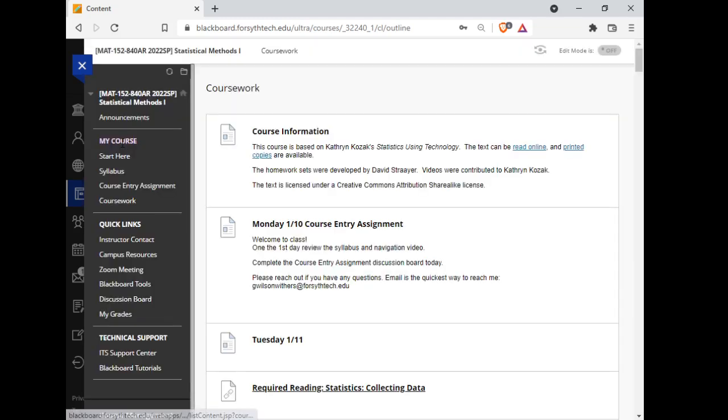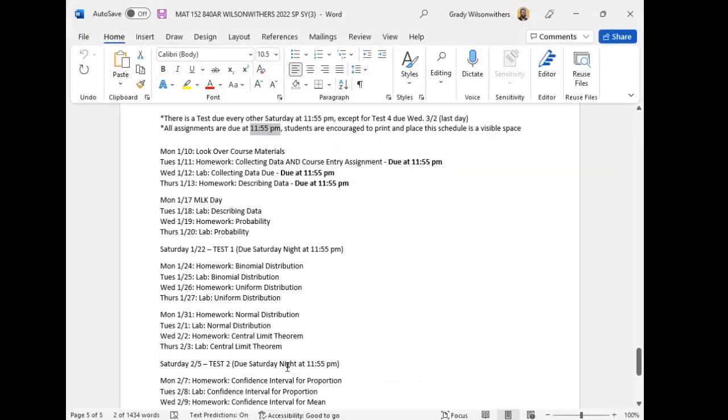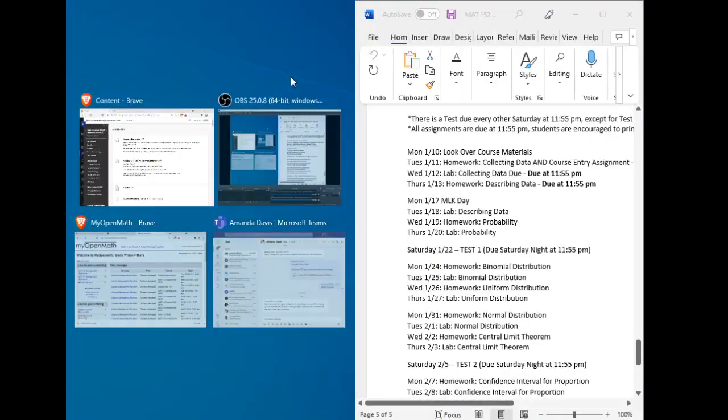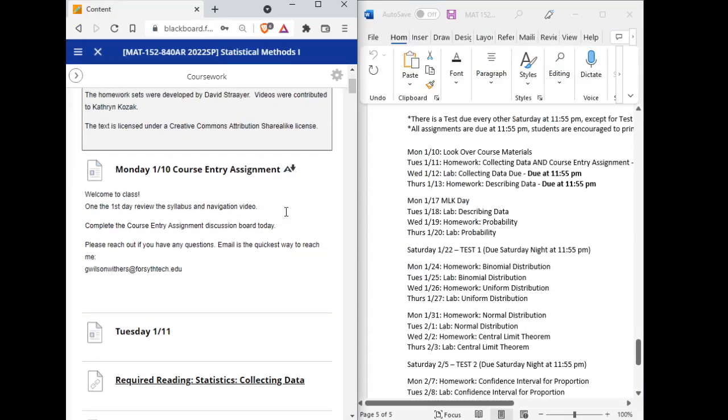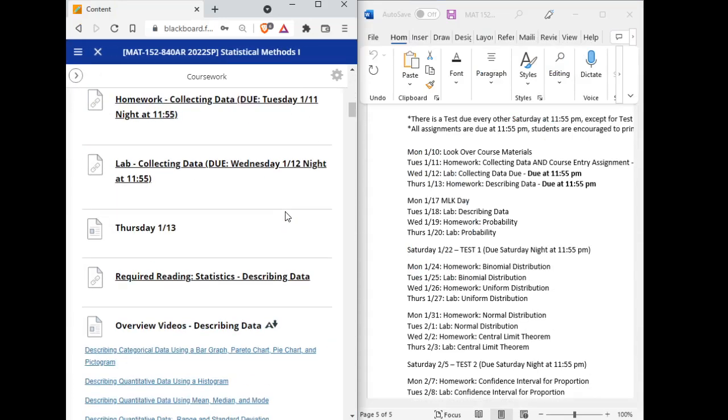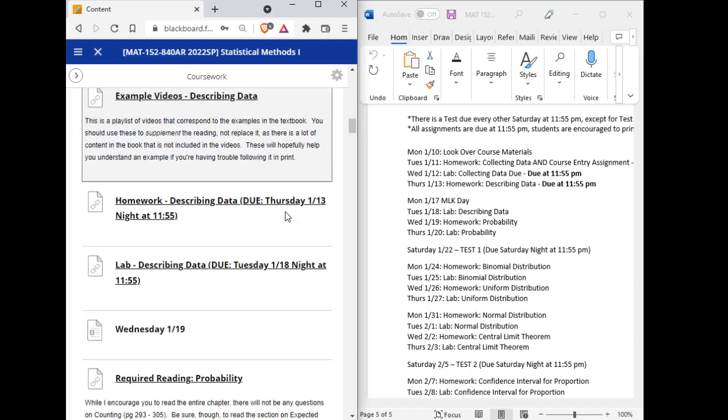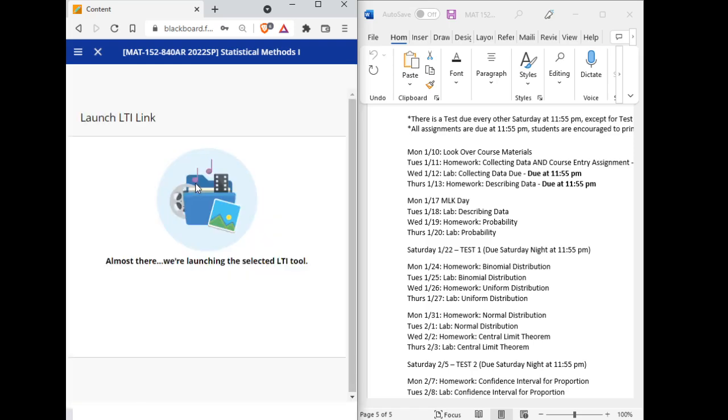So coursework is where you're going to spend the most of your time. You have the pacing guide here, and this should match the dates you're seeing here. So here it says homework describing data due Thursday 1/13. We'll just use this as our example.